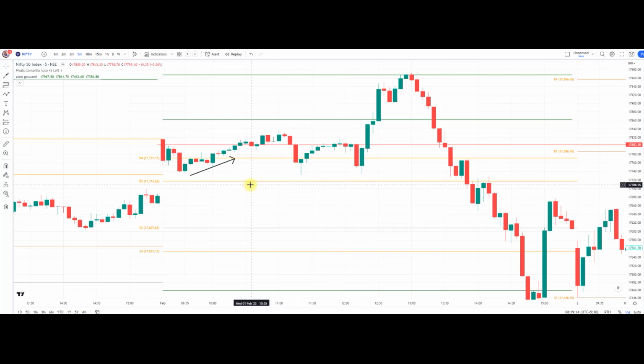Okay, so we have to understand how to use these pivot points in order to enter into the trades and what should be our stop loss.